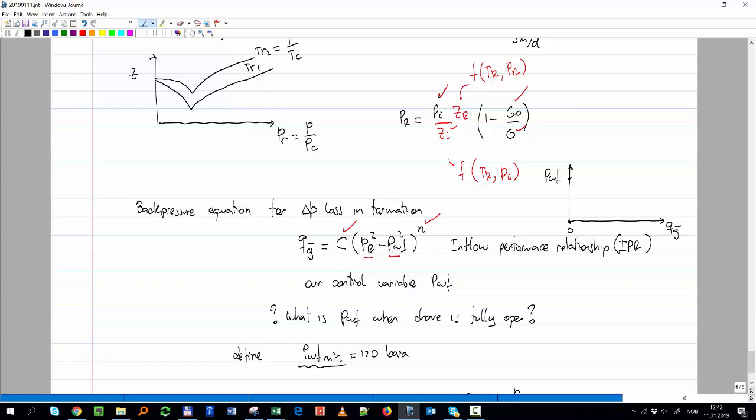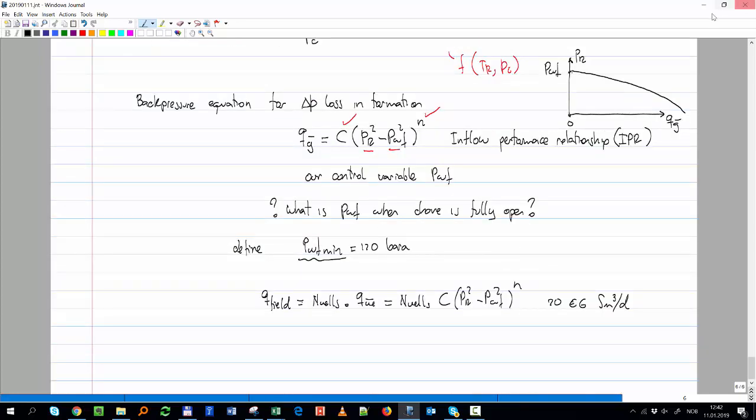If I have zero rate, in this equation, what should I get? PWF equal to PR, right? If I have zero rate. But when I start increasing the rate, I should lower the pressure at that point in order to get rate. So that's the equation we are going to use.